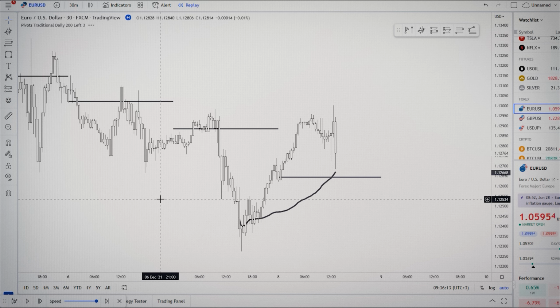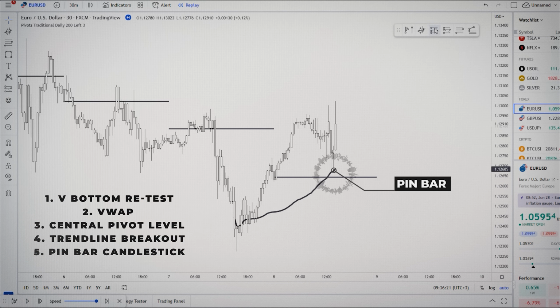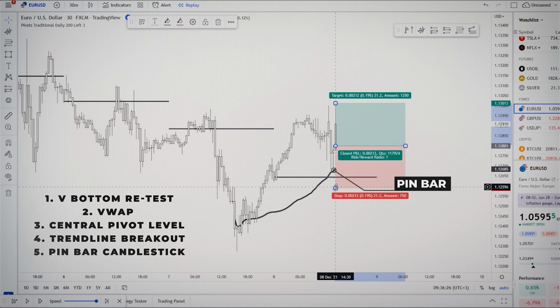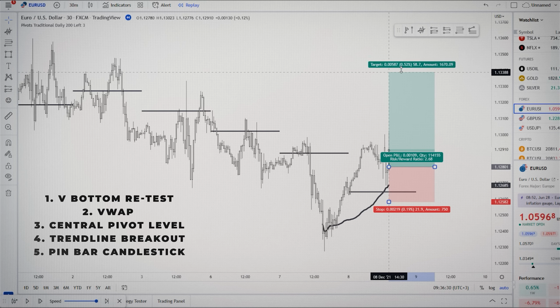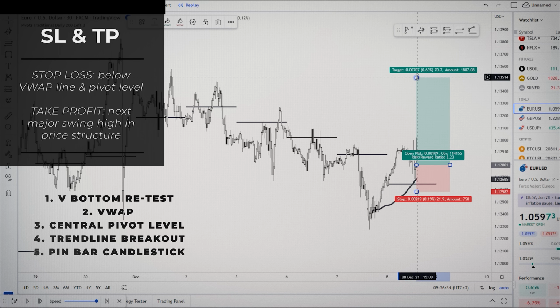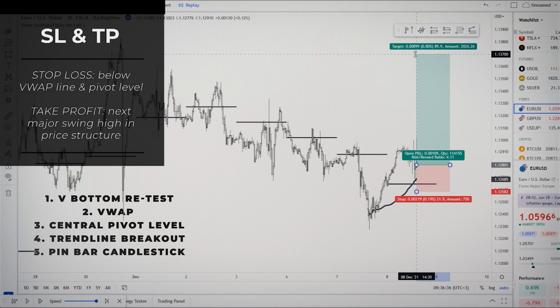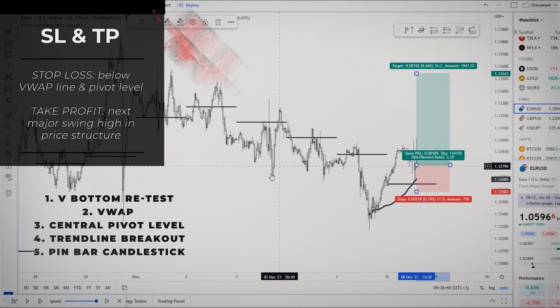Now let's move to a lower time frame to pinpoint the entry. Here's our signal, a pin bar rejecting the previous levels. This is our fifth indication that the market wants to go higher. Stop loss placement below VWAP and below the central pivot point, and we target this swing high, a risk to reward ratio of around 3.